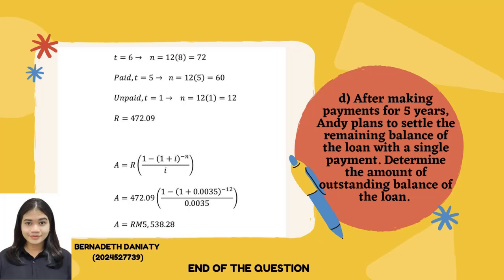The formula is A equal to R, 1 minus 1 plus I to the power of negative N over I. A equal to 472.09, 1 minus 1 plus 0.0035 to the power of negative 12 over 0.0035. A equal to 5,538 ringgit and 28 cents.